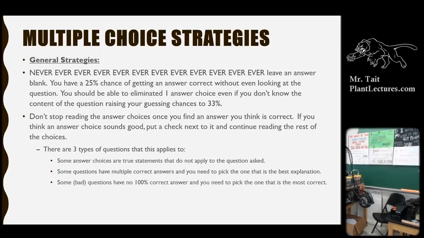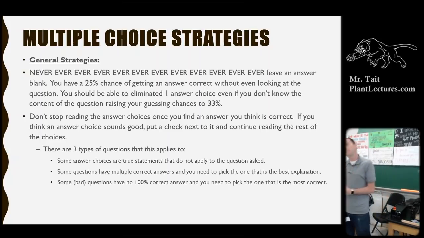Some questions are going to have multiple correct answers. We hope this doesn't happen because this indicates that it was a poorly written question, but it does happen sometimes where there are multiple answers that could be correct, but one of them is more correct than the other ones, right? In which case, you're going to try to pick the most correct answer.